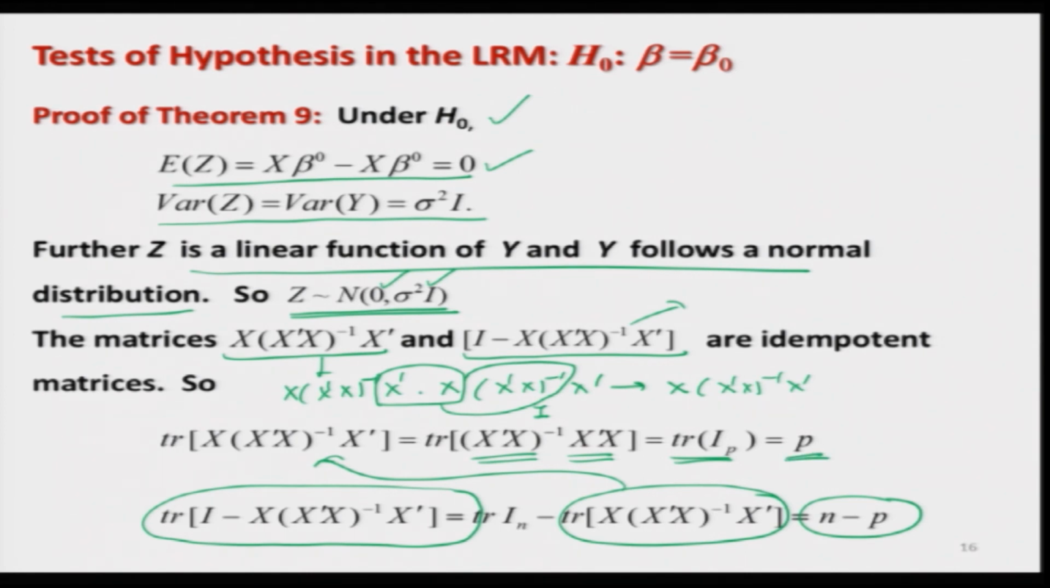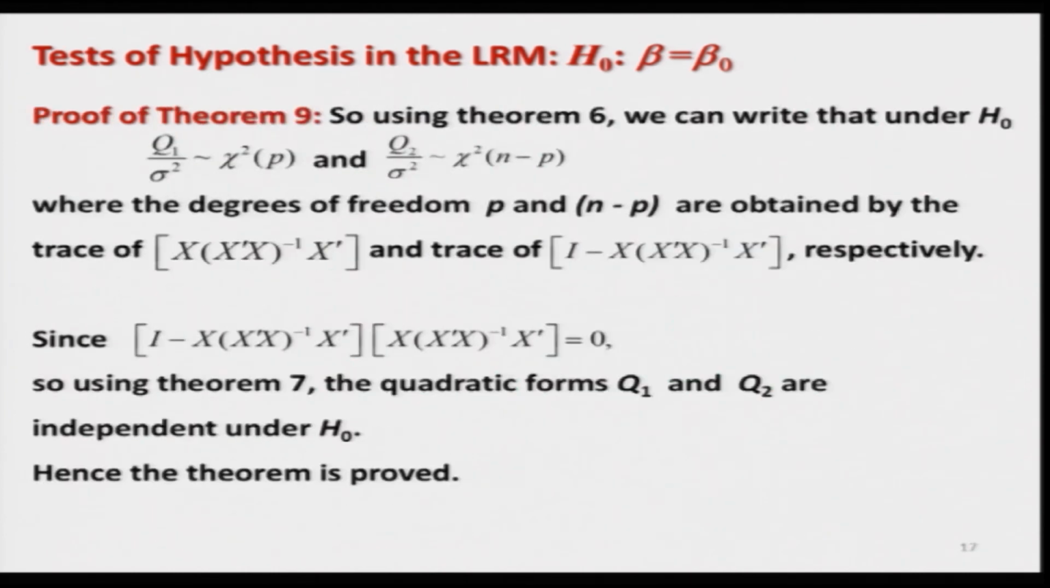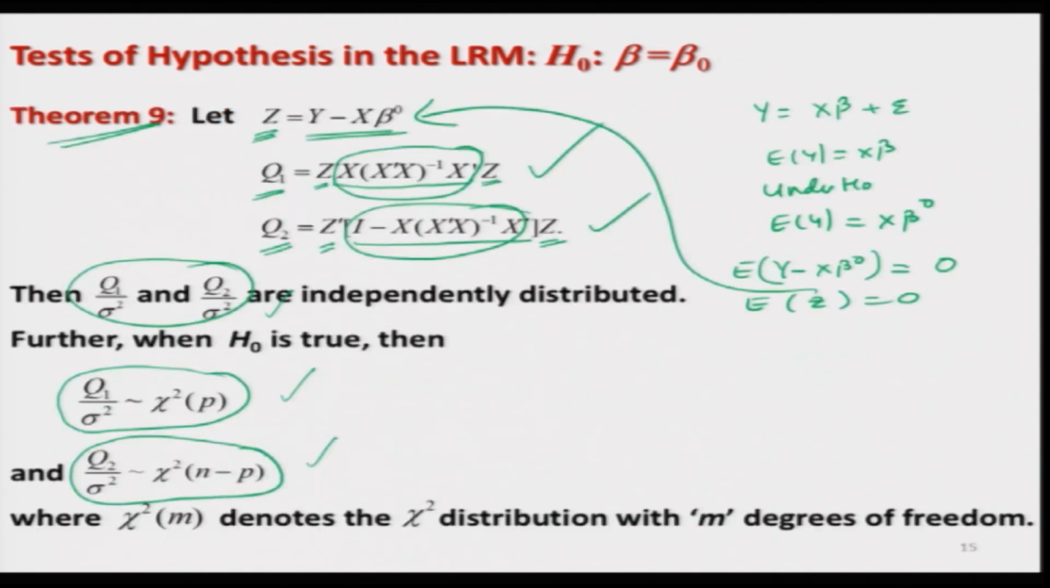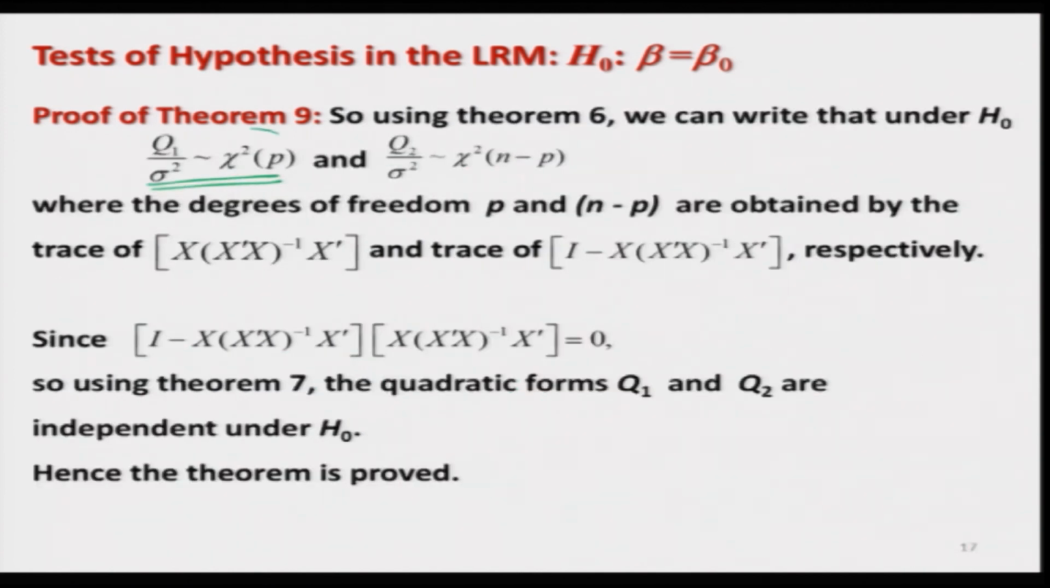Now we have found the trace of both the matrices present in the two quadratic forms Q1 and Q2. So, you can use the result, Theorem 6 that we did earlier: Q1 upon sigma square will follow a chi square distribution with degrees of freedom equal to the trace of the involved matrix. The involved matrix here is X (X transpose X) whole inverse X transpose, and its trace is p. So, this is going to be chi square with p degrees of freedom.